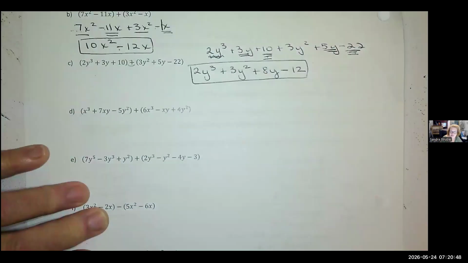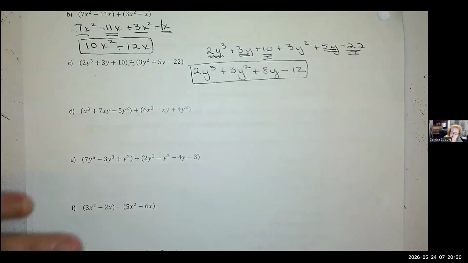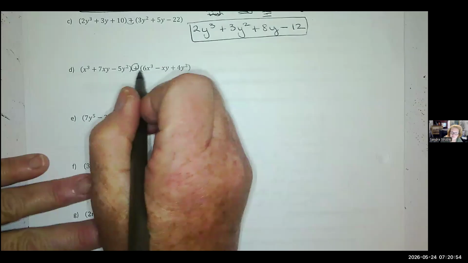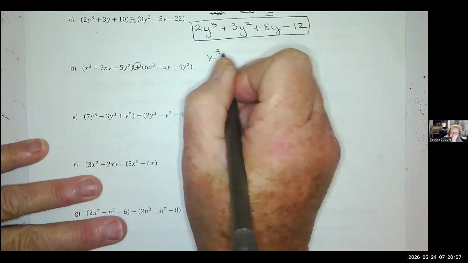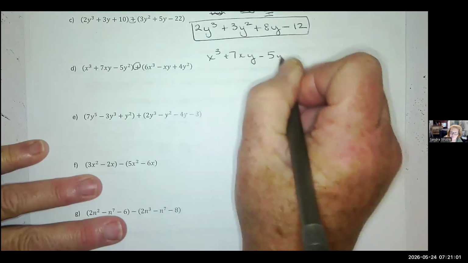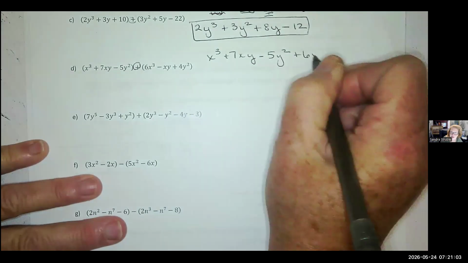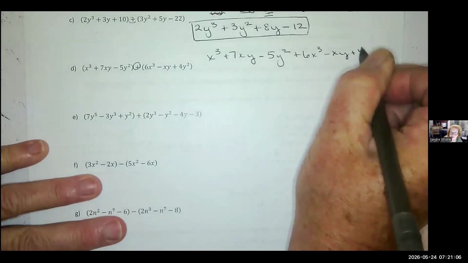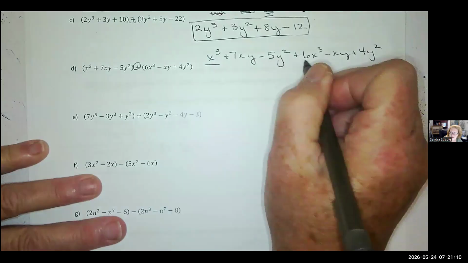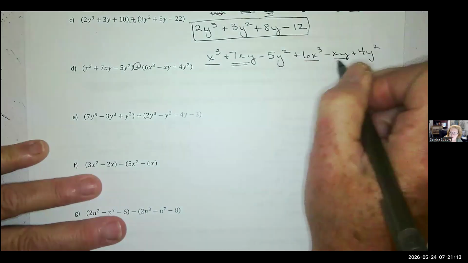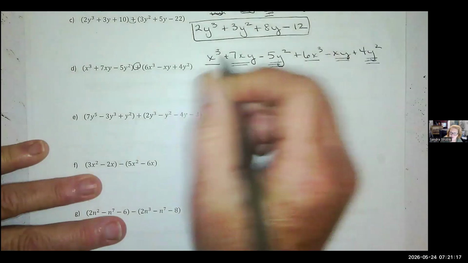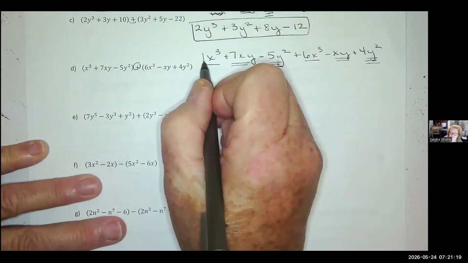Okay. Let's go to the next one. It is add. We're going to drop the parentheses. Ooh, combining them now. And combine like terms. So there's x cubed, xy, xy, y squared, y squared. So remember, this is a 1 in front of the x cubed. So 1 plus 6 is 7.